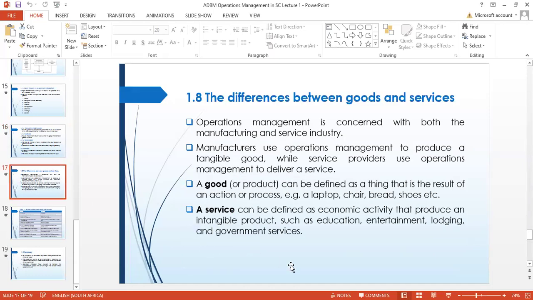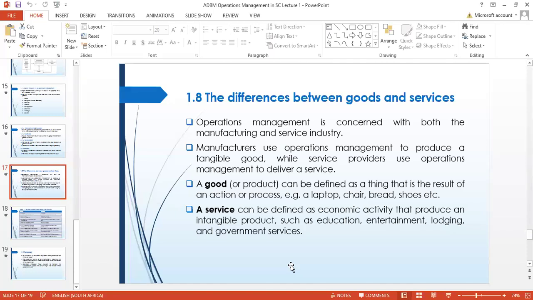Right, and the last section now, let's look at the differences between goods and services. We said earlier on, operations management is found in the manufacturing industry, and is also found in the services sector. So manufacturers use operations management to produce a tangible product, something that you can see, something that you can touch, such as a laptop, such as a table. And the service providers use operations management to deliver their services.